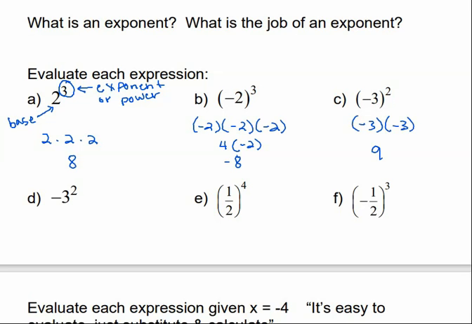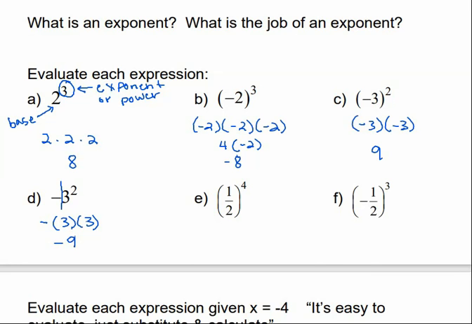All right, for D, we have negative 3 squared. That looks similar to what we had in C, but do you see the difference? There's no parentheses. So what this means is in C, it was saying everything in parentheses gets multiplied times itself. So it was negative 3 times negative 3. But in D, the only thing that's getting multiplied times itself is the 3. So we have one negative, and then 3 gets multiplied times itself. Well, 3 times 3 is 9, and then we have that negative out in front, so we get a negative 9 in D. So it's very important that you pay attention to parentheses.